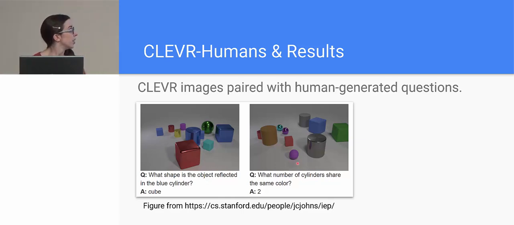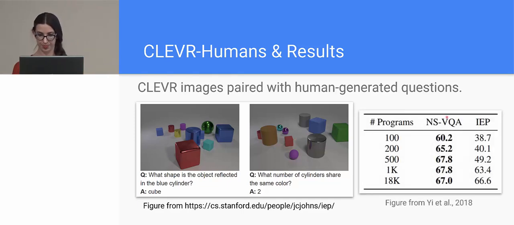And then on the right we have what number of cylinders share the same color. So share the same color again is something that our network should be able to do, but it's worded in a different way, so it's going to be a challenge for it to recognize and get the correct program.